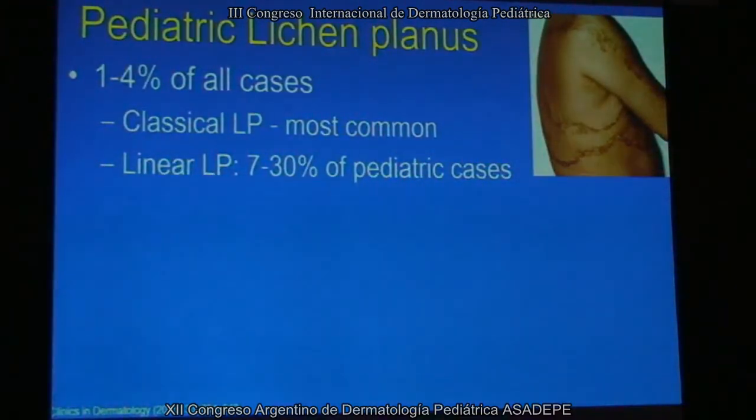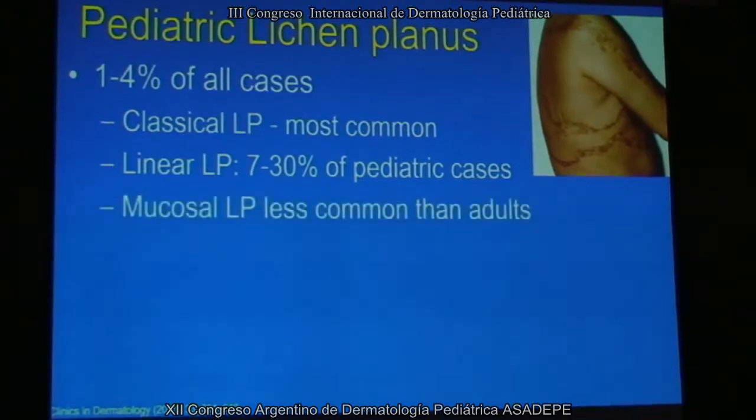Linear lichen planus, with the lesions forming lines, represents anywhere from 7 to 30% of pediatric cases, depending on the study.